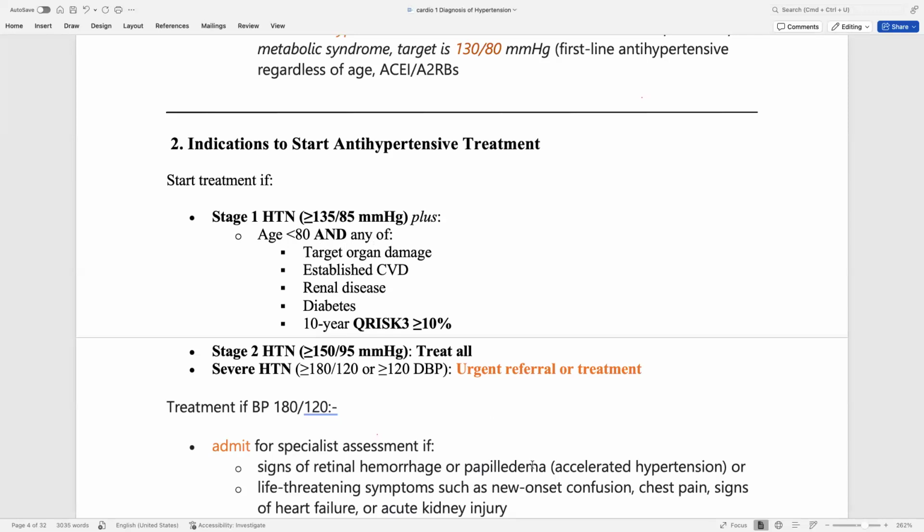Stage 2 is easy. Class, stage 2, start treating immediately. Stage 3, we already agreed: urgent referral or treatment immediately.